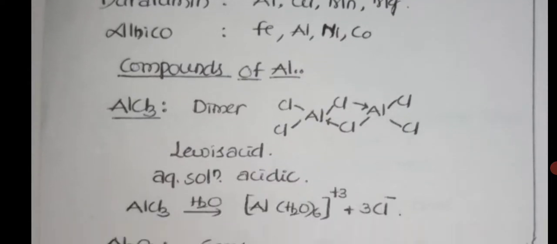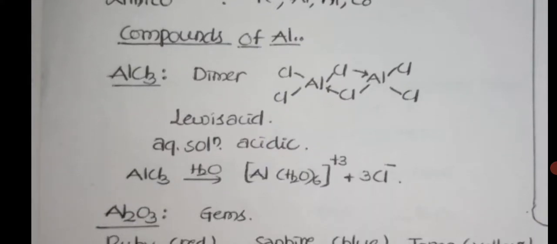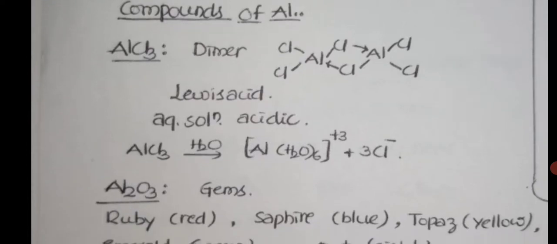Compounds of aluminium: AlCl3. AlCl3 happens to be a dimer. Dimer structure you can see here. It is a Lewis acid, because it can accept a pair of electrons. Its aqueous solution is acidic because it is made up of a weak base and strong acid.